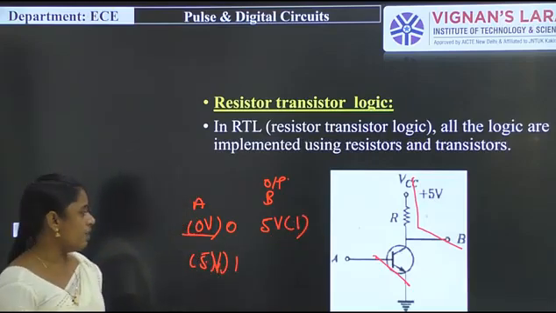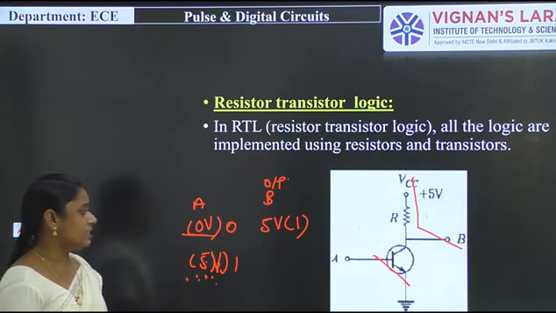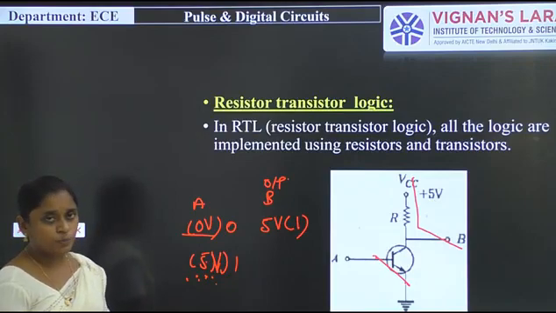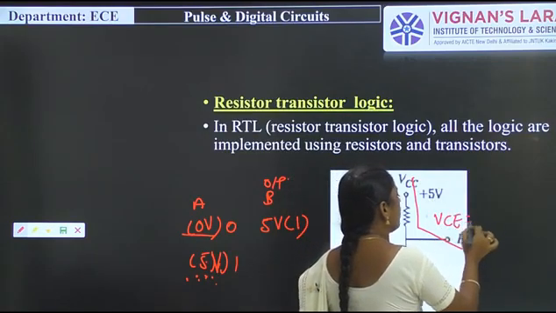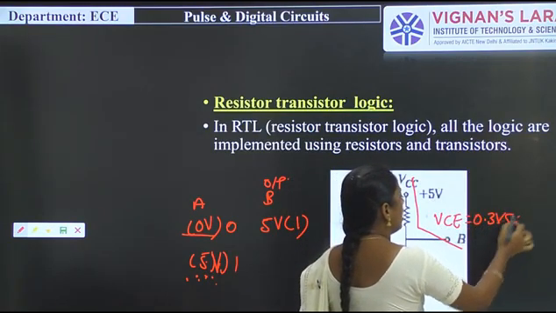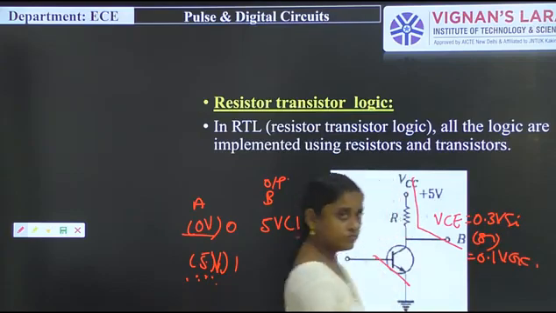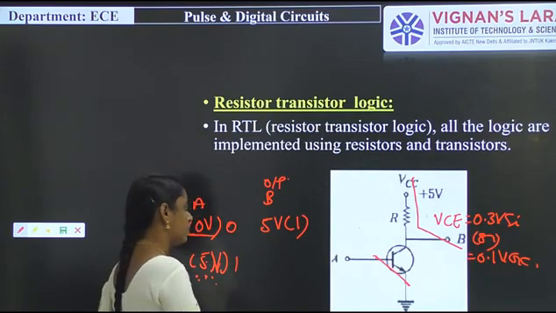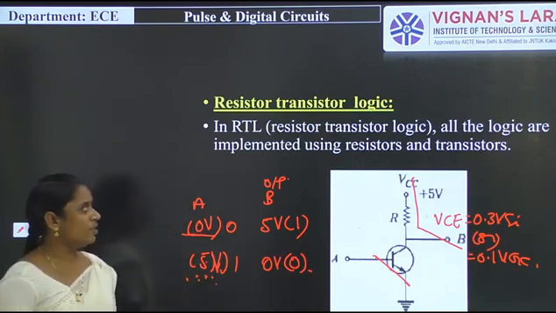In the next condition, we apply a 5 volt signal to the transistor. What happens? The transistor goes to the saturation region. When the transistor goes to saturation region, what is the output? That is VCE saturation. The VCE saturation voltage is generally 0.3 volts for silicon and 0.1 volt for germanium. So that is between 0 volts and 1.5 volts only. That's why the output will be generally 0 volts and it is represented with logic 0. So this is about the RTL.